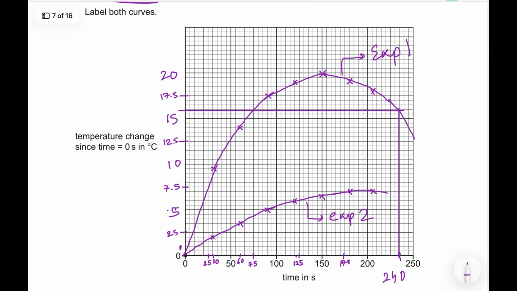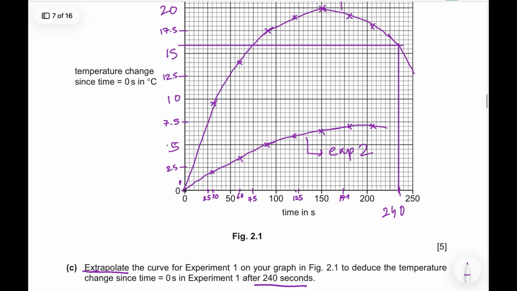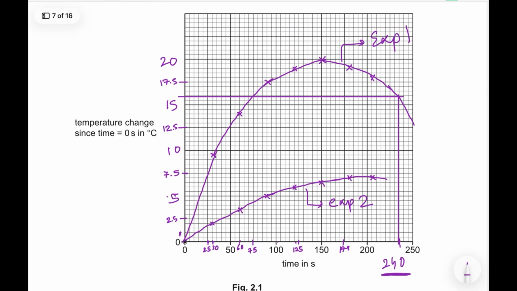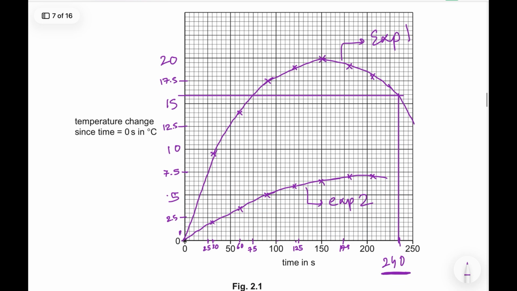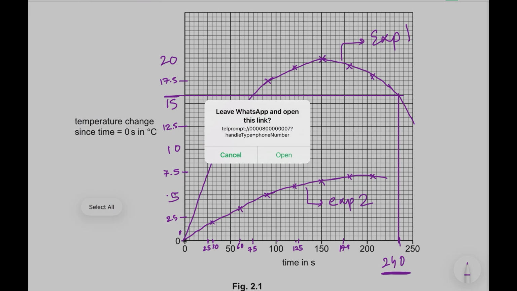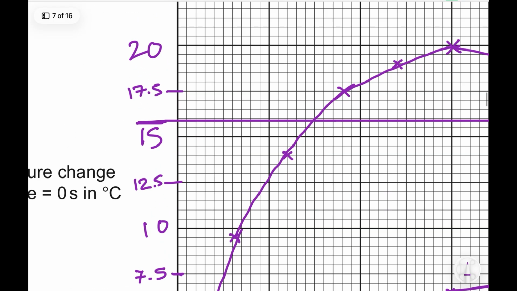So the curve ends at 210 seconds. That was my last value. I have to continue the curve. I have to extrapolate the curve. Now I have to find it at 240. So on the x-axis I will find where my 240 is. Draw a straight line towards the curve, and then wherever it meets the curve, I will again draw a line towards the y-axis. Any value which I'm getting here, I'm going to write it here. That is my answer, which is 16 degrees Celsius. You can read that here.